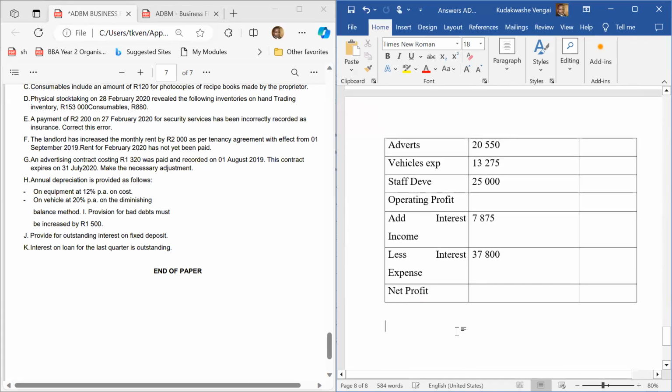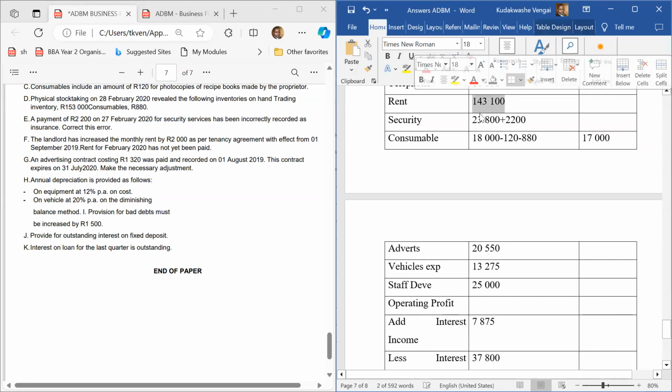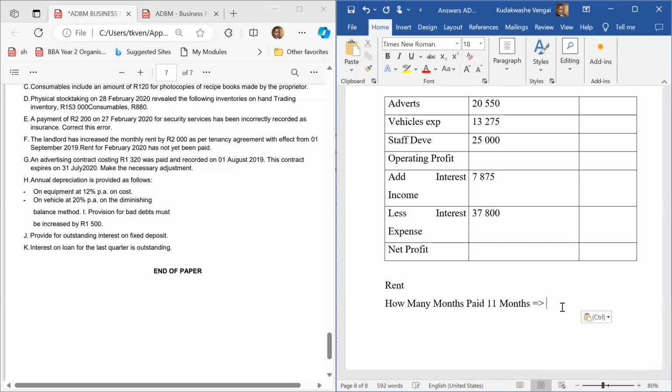Let's do some workings here. Rent: how many months paid? That's 11 months, as February has not yet been paid. And how much has been paid for the 11 months? It's rent expense, it's 143,100. But we are also told that the rent increased by 2,000 a month. And when did it increase? In September. So September, October, November, December, January: 5 months.